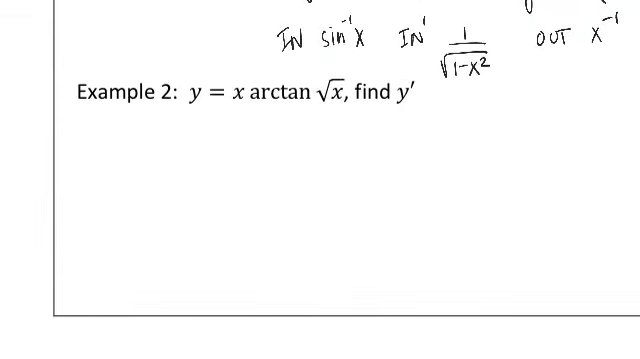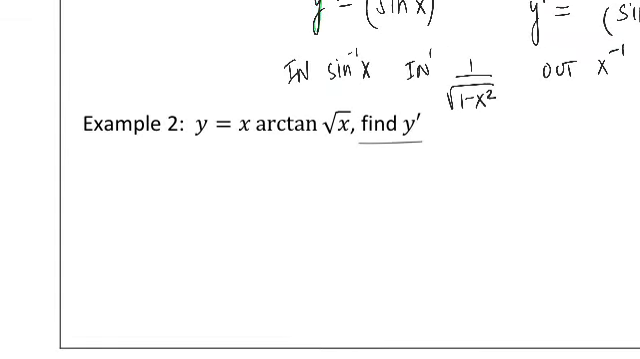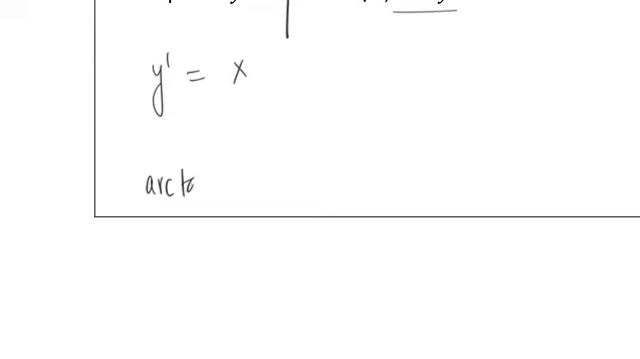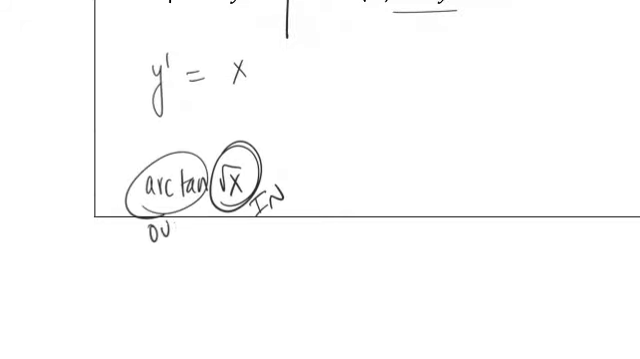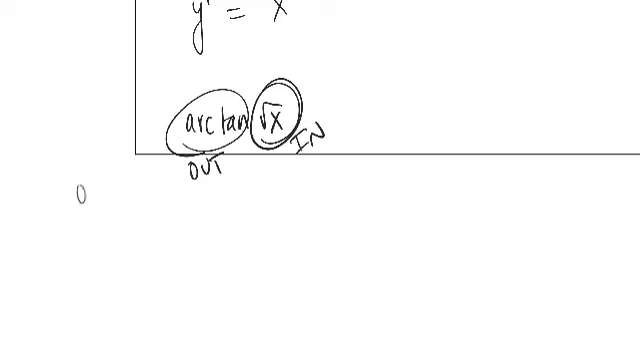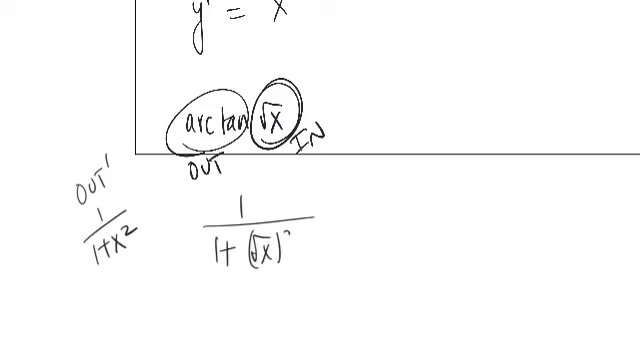This next one, x arc tangent rad x, find y prime. You can try to pause the video, think of it as a product, and see if you get the answer. So y prime is going to be first times the derivative of the second. For the derivative of arctan rad x, rad x is my inside and arctan is my outside. The derivative of arctan is 1 over 1 plus x squared. So I'm going to do 1 times out prime of in, which is 1 over 1 plus rad x squared, times the in prime. Rad x squared is just x.